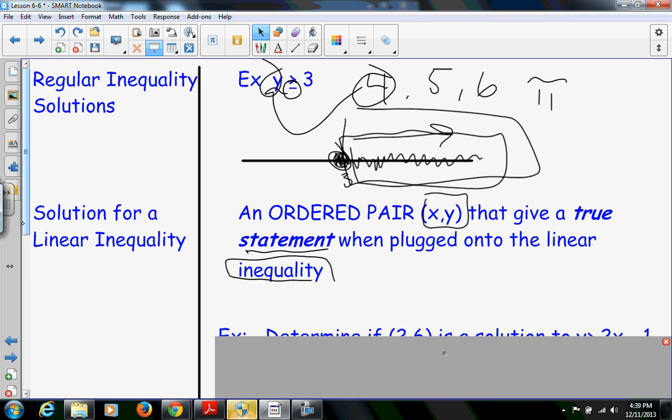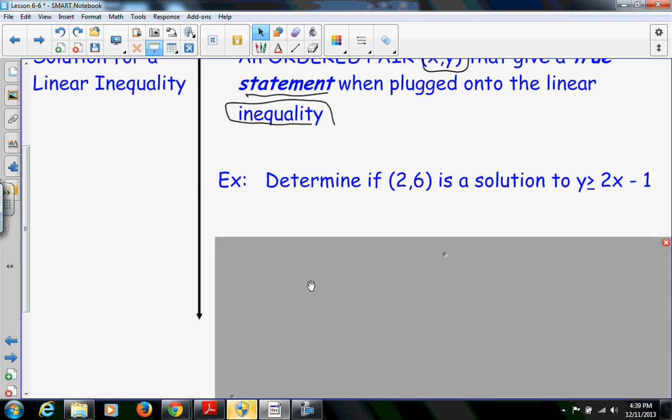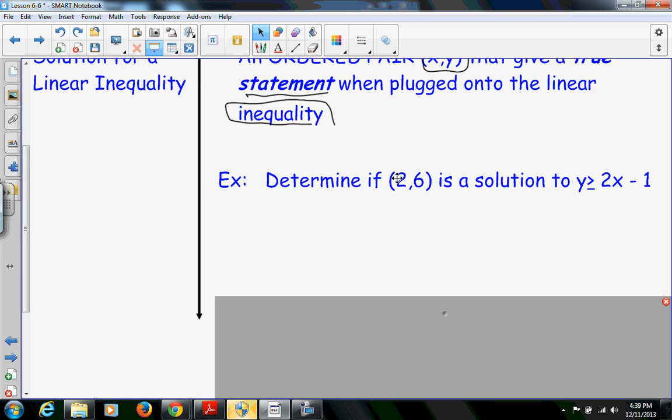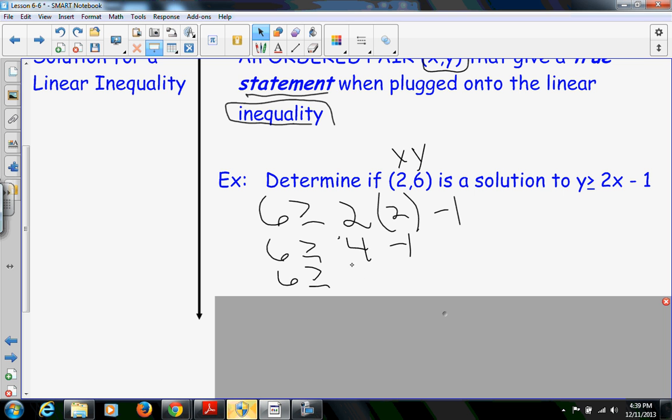So, a couple of example questions that you're going to have tonight. Determine if (2, 6) is a solution to this linear inequality. Well, all I'm going to do is plug that in. This is an x, this is a y. So I'm going to say that 6 is greater than or equal to 2 times 2 minus 1. And I'm just going to simplify this. 6 is greater than or equal to 2 times 2, which is 4, minus 1. So I have 6 is greater than or equal to 3.